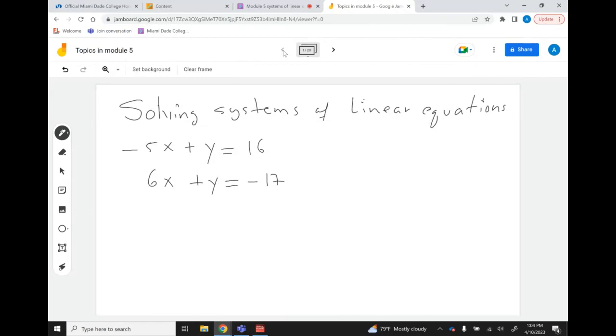Sometimes these systems don't have a solution. In that case, that would imply that the two lines are parallel. Obviously, they don't meet because they have the same slope. Also, sometimes you have infinitely many solutions, meaning that the two lines are exactly the same. They're just a multiple of one another. And sometimes, which is the one that we're looking for, they have a unique solution, meaning that they actually meet at an ordered pair, and that's what we're going to find.